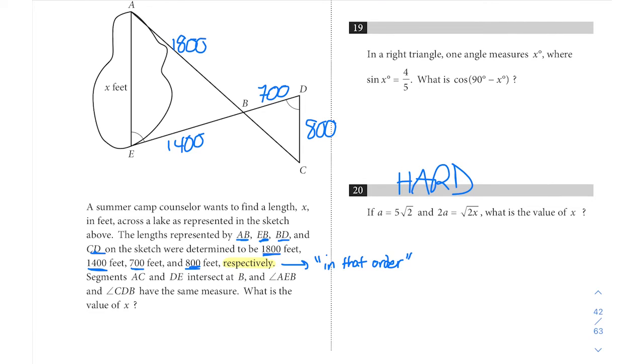We still have a few missing values. Let's see what they're asking. Segments AC and DE intersect at B, and angle AEB, which is this angle here, is going to have the same measure as angle CDB, which they show here. What is the value of x?